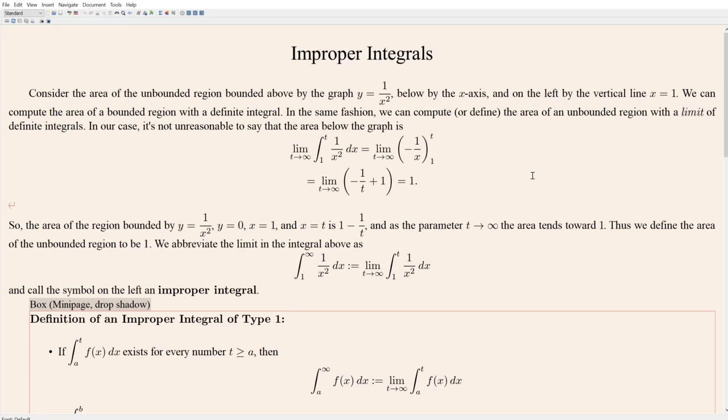So, the definite integral can compute the areas of bounded regions. That is the case by definition. What we can do then, to possibly extend that to unbounded regions, is to take a limit. So in particular, consider the region below the graph of 1 over x squared. This guy has an asymptote at x equals 0, but then it just decays towards 0 as you go out to infinity.